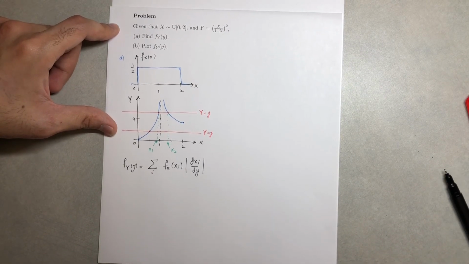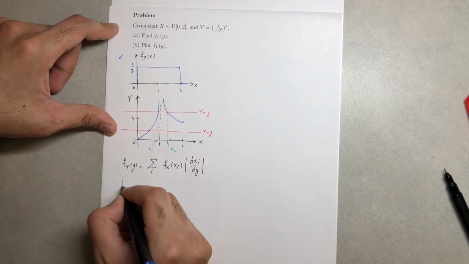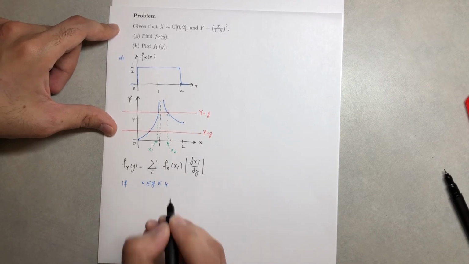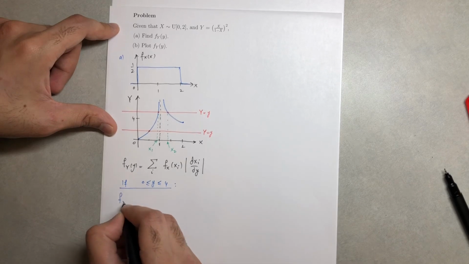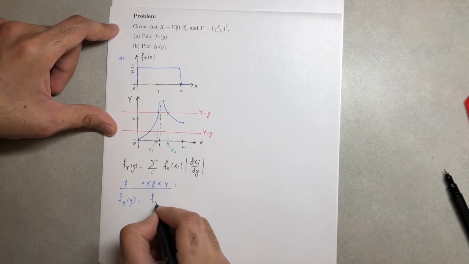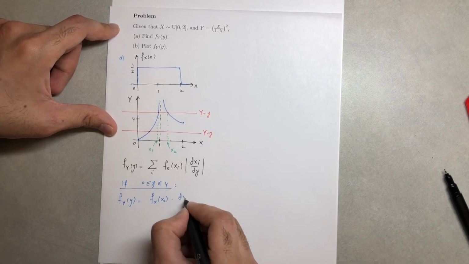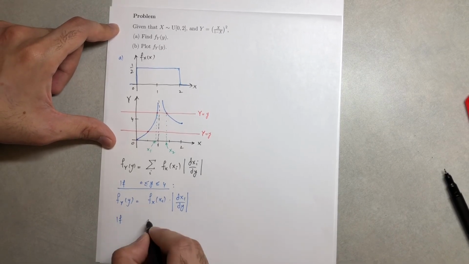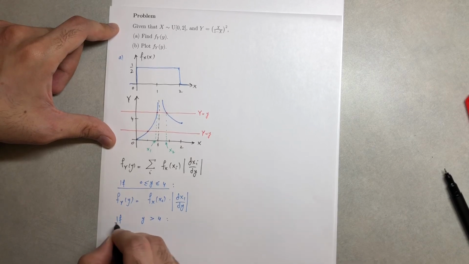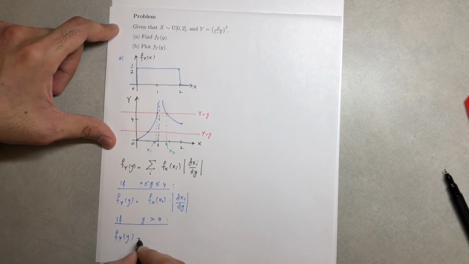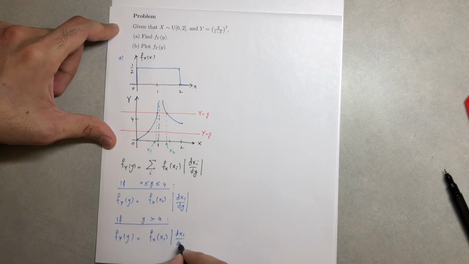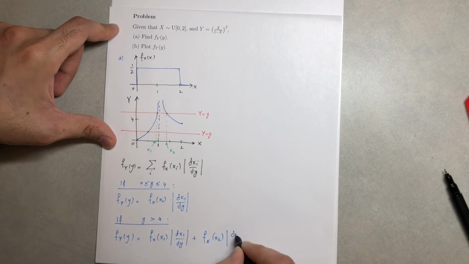So now we have two cases. If y is between 0 and 4, our fy will be fx of x1 times the absolute value of dx1 over dy. And if y is bigger than 4, then our fy of y will be fx of x1 times dx1 over dy plus fx of x2 times dx2 over dy.